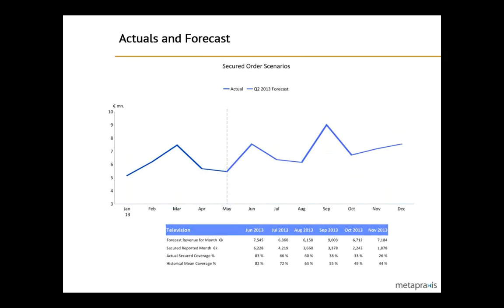So another way of looking at that is to draw a line chart, same data as before, and what we can do is overlay on that the actuals and the forecast there. We can overlay the secured orders implied revenue. So this is what we would expect to see in revenue from the orders that we have in place now, knowing that our historic mean coverage implies there's some work to win for the rest of the year.